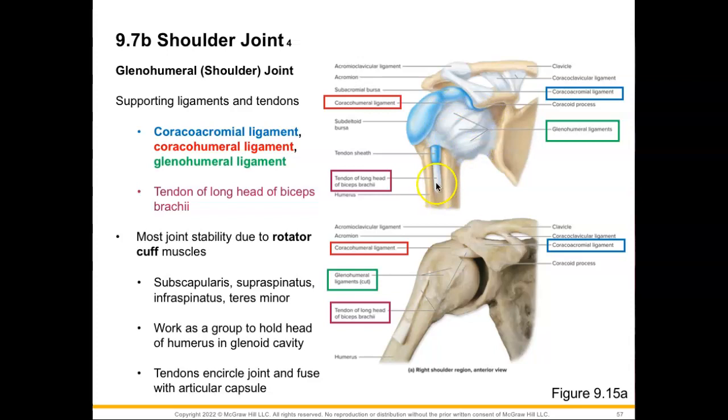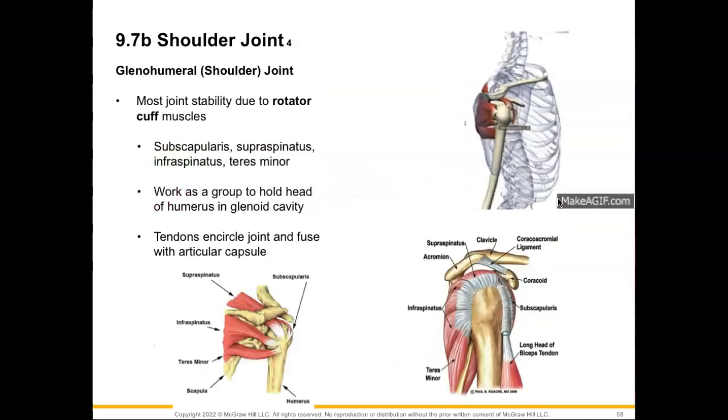And we also see the tendon of the long head of the biceps brachii muscle sneaking in here, and it sits in that intertubercular sulcus. So that's going to creep up into the capsule to make its way over to that supraglenoid tubercle on our scapula. And the most joint stability is due to our rotator cuff muscles, which we're going to see a little bit better on the next slide.